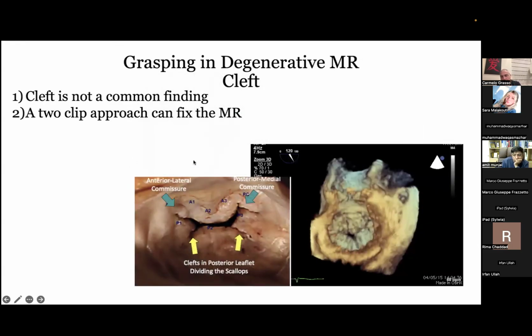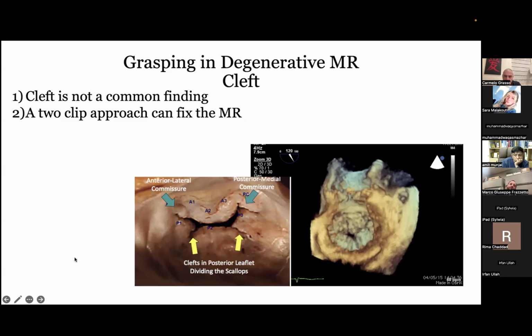Okay, the cleft is some mythological entity, because the real cleft is not such a common finding. What we usually see is the natural indentation of the posterior leaflet, which in the diseased valve tends to be opened by the tethering of the leaflet. So many people call them clefts, but these are not real clefts.